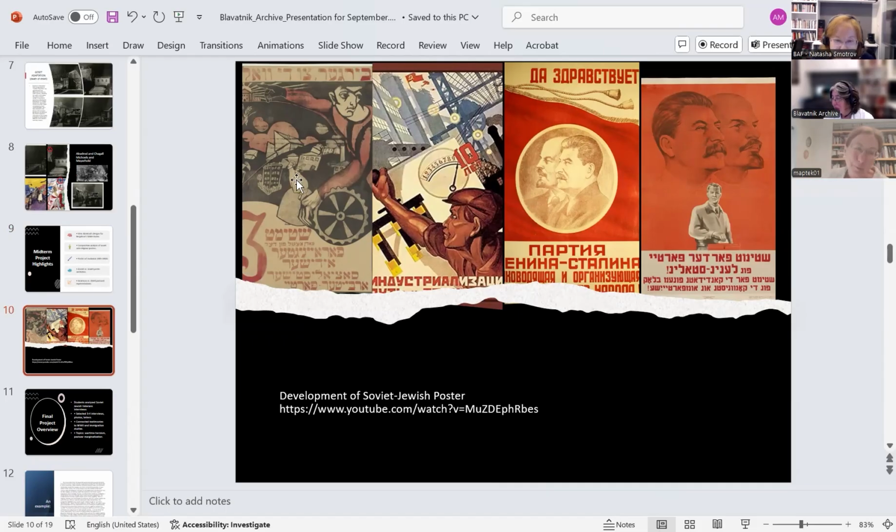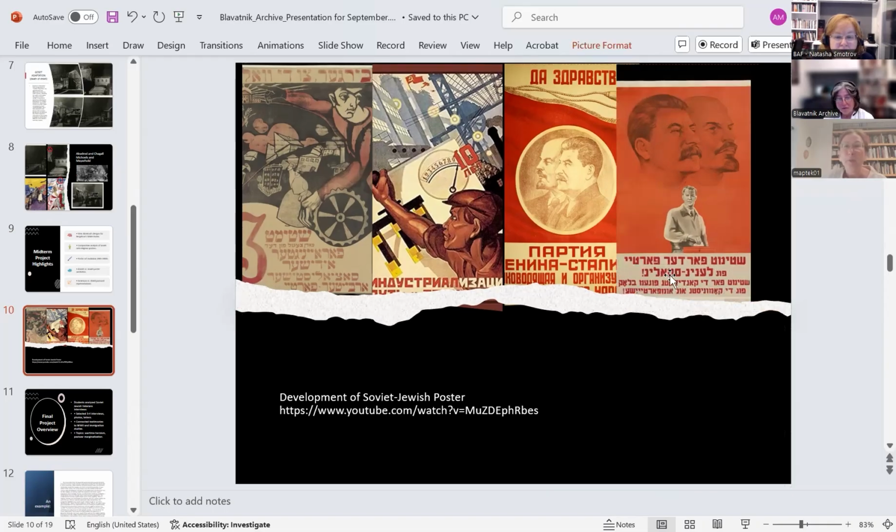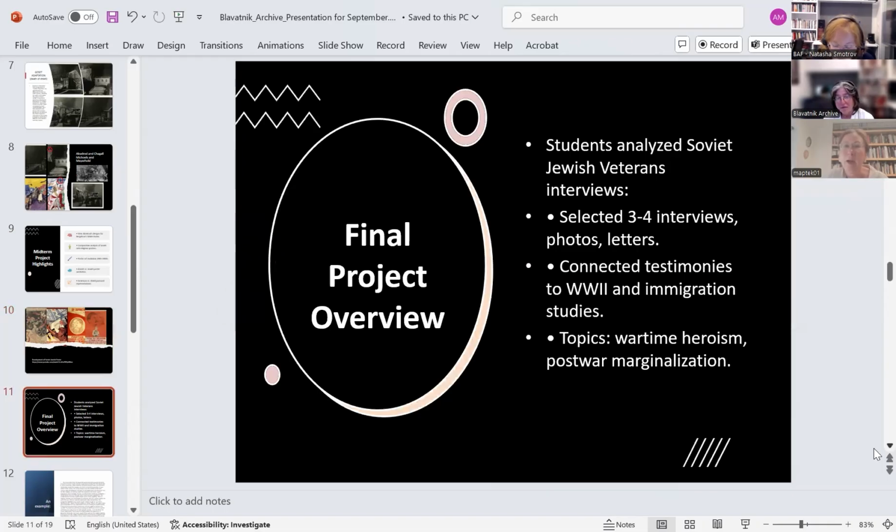This is a Yiddish poster from the 1920s. Sorry, these are the Yiddish posters from the 1920s. This is the Soviet poster. And this is actually a Hebrew poster, which is funny.